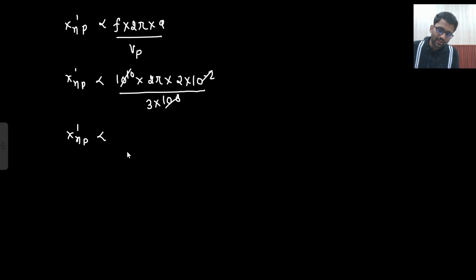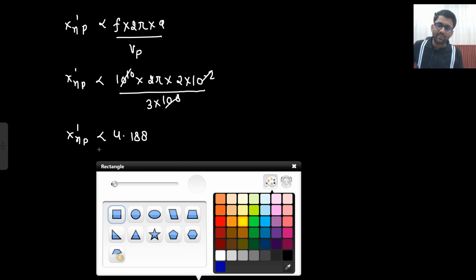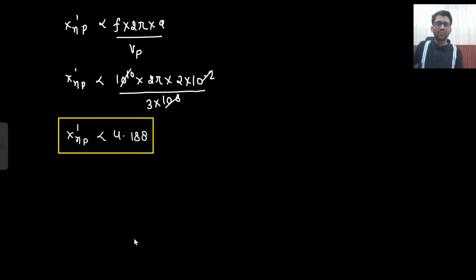So X dash np should be less than 4 pi by 3. Pi into 4 divided by 3, so 4.188. So your X dash np value should be 4.188. For which combination of n and p is your X dash np less than 4.188, all those modes will be propagating.